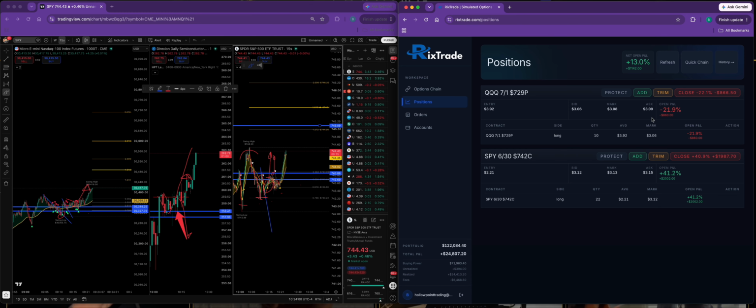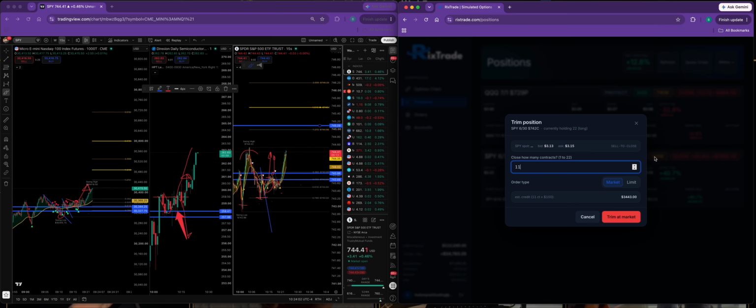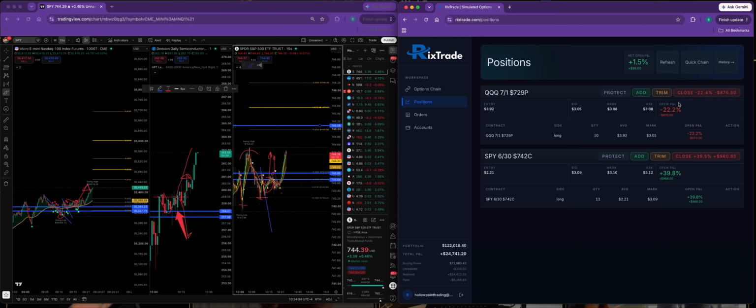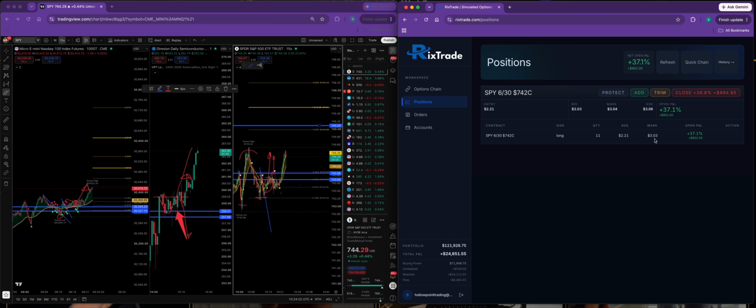I'm gonna go ahead and just trim like 11 of these contracts here. Gonna close out those QQQ puts there. Have about 11 times 300. It's like 3,000 there, so a little bit oversized here. So I'm gonna go ahead and trim the majority of these here.